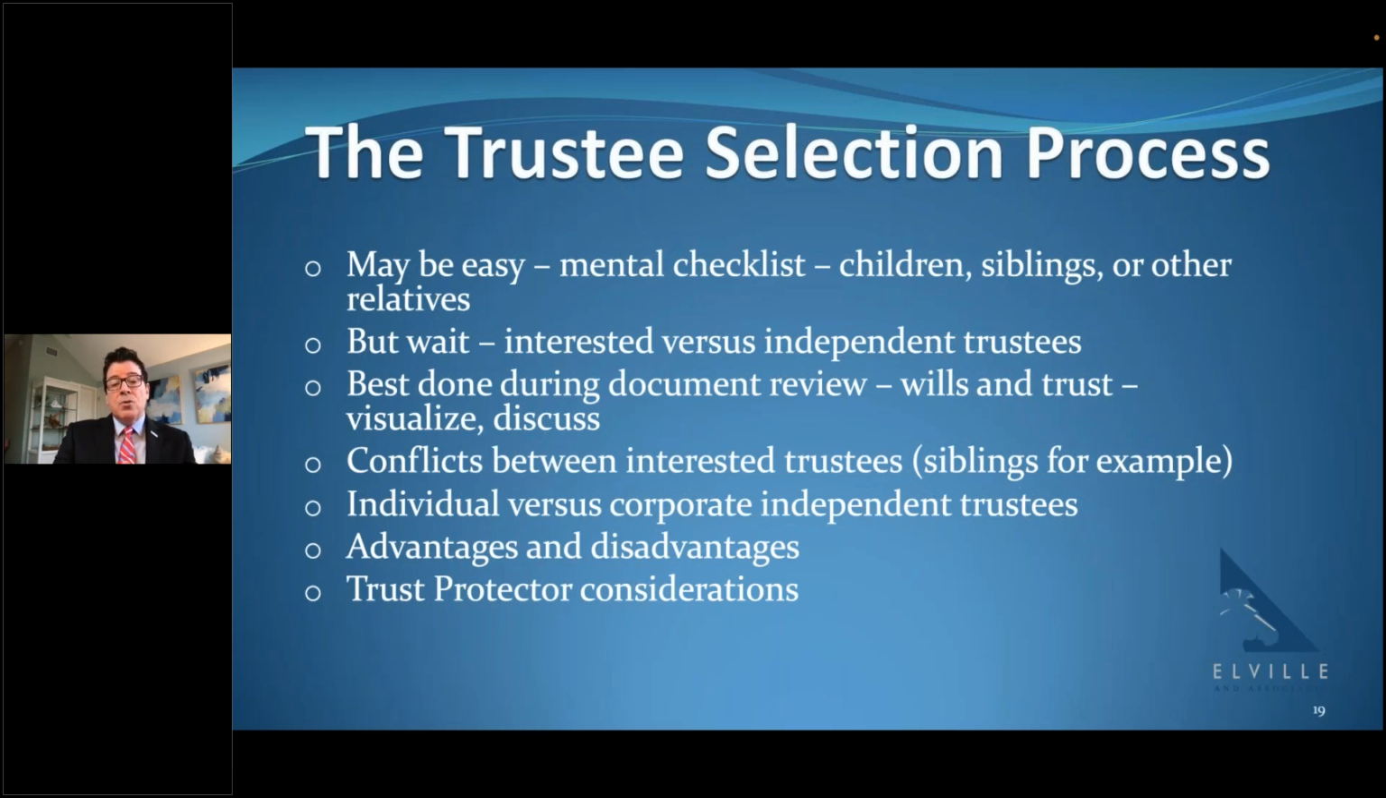Conflicts, we have to think about who the trustees are and are they going to work together? Are other siblings, for example, in conflict with some of our potential trustees? We have to think through these things. We just talked about this next bullet point, independent individual trustees versus corporate trustees, advantages and disadvantages.